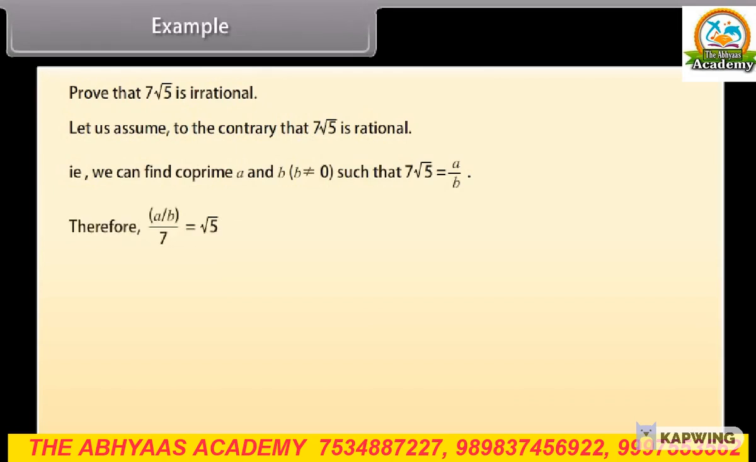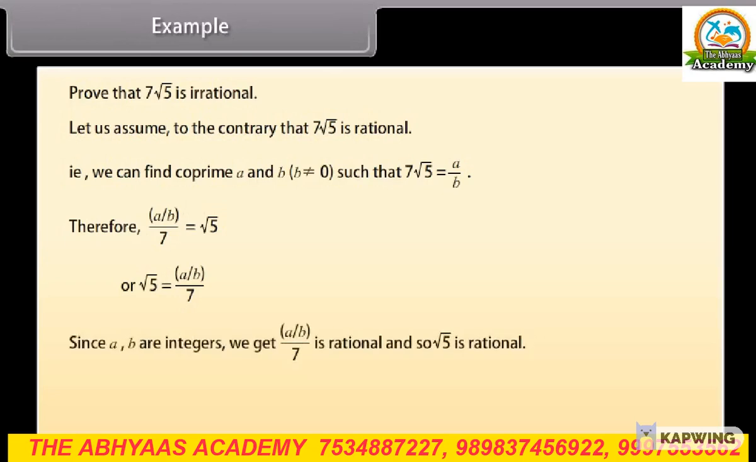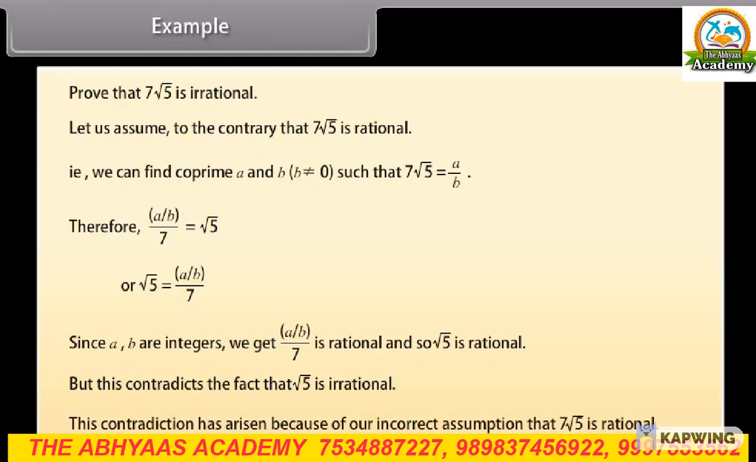Therefore, a upon b upon 7 is equal to square root 5, or square root 5 is equal to a upon b upon 7. Since a, b are integers, we get a upon b upon 7 is rational, and so square root 5 is rational. But this contradicts the fact that square root 5 is irrational. This contradiction has arisen because of our incorrect assumption that 7 square root 5 is rational.